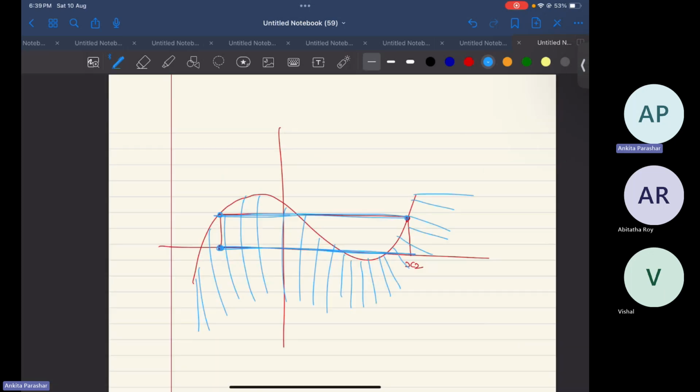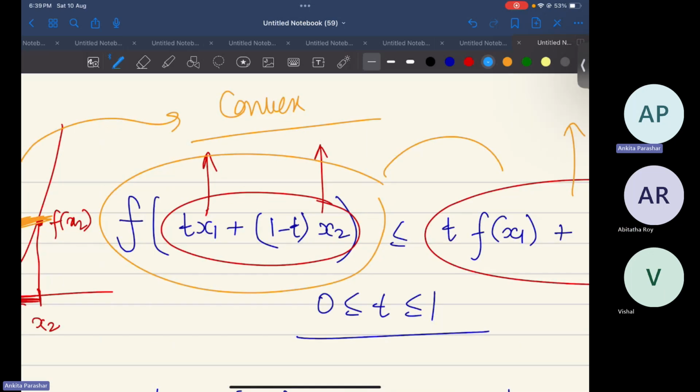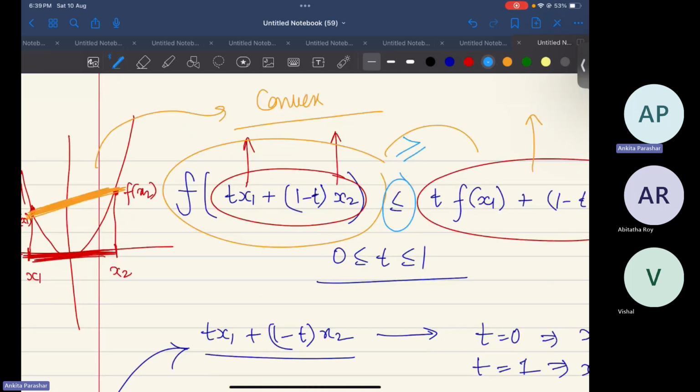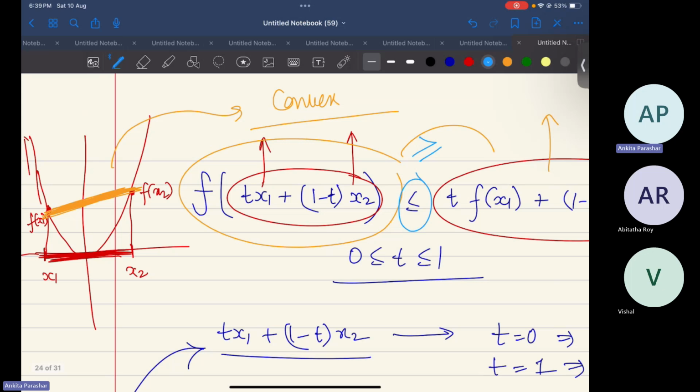The condition for concave is just reversed. You just have to reverse this inequality. Therefore the line joining f(x1) and f(x2) should lie below, whereas in the convex case it should lie above. For concave, it should lie below. That will tell you whether the function is concave or convex. I think if you practice one or two functions, you will get it. Does it make sense? That does make sense.